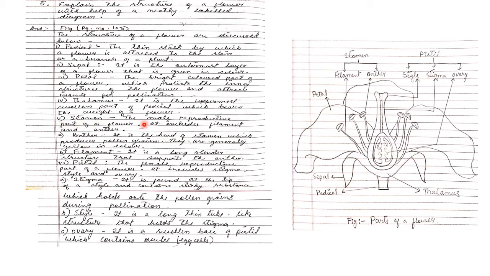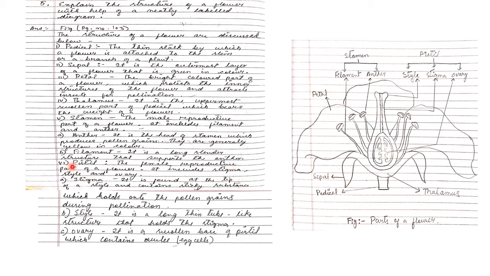Number 5, stamen. The male reproductive part of a flower. It includes the filament and anther. So which one is the stamen? These are the stamens. Again, this has two parts, anther and filament. A, anther. It is the head of the stamen which produces pollen grains. They are generally yellow in color. B, filament. It is a long, slender structure that supports the anther.